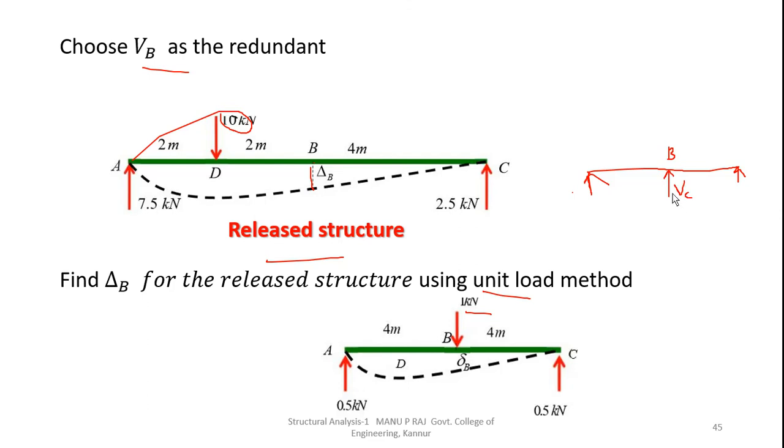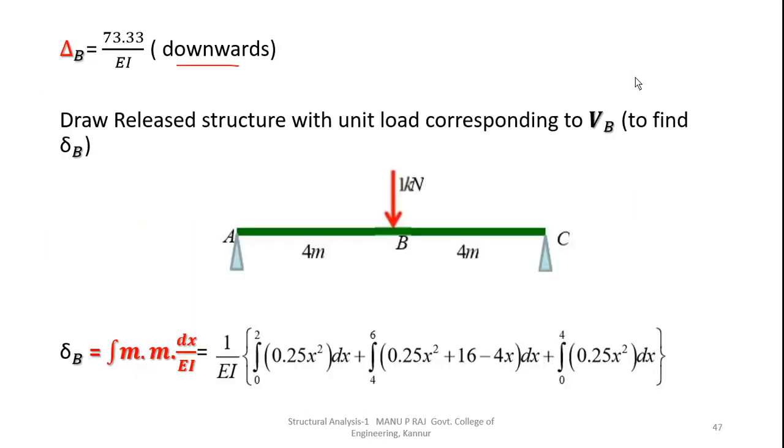This is 4 meters. Then there will be some deflection value, say delta B dash. We should find out this deflection delta B dash.